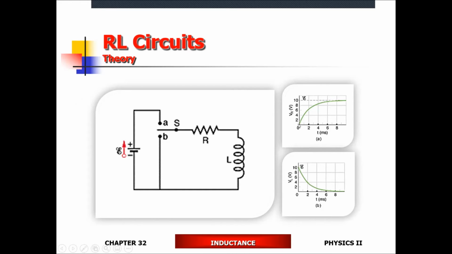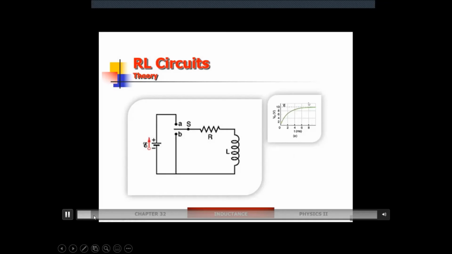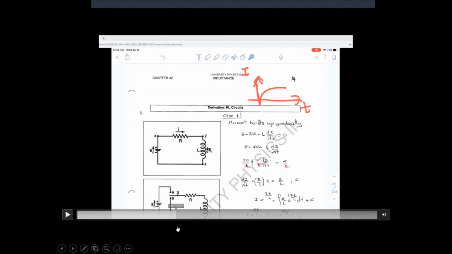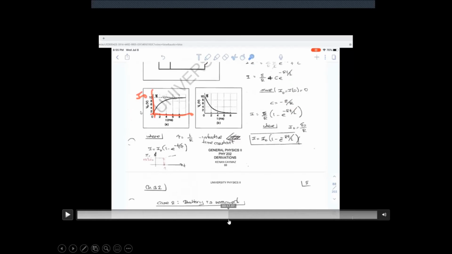So the voltage gradually builds up, the current gradually builds up, the voltage gradually goes down, the current gradually goes down. So that's what it means. Mathematically, the only thing that I'm interested in from this section is, if the current is gradually building up, this is the formula that we get to use. Tau here is going to represent the inductor time constant. This represents how fast or gradually the current is going to build up. That's the meaning of it.